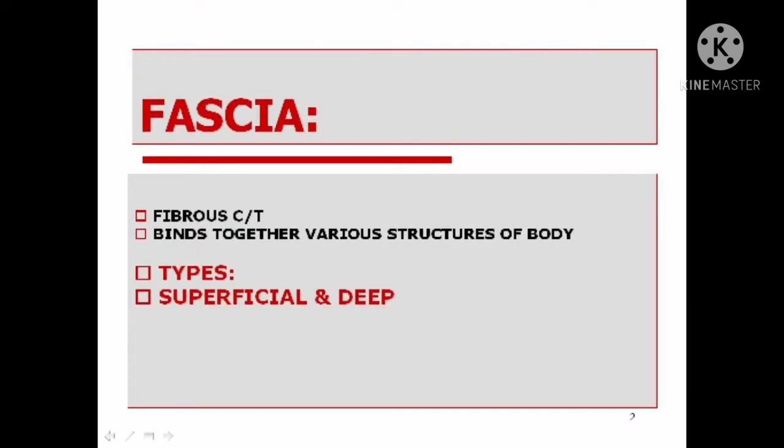The fascia. By definition, the fascia is a fibrous connective tissue. I have mentioned CT. CT means connective tissue. It binds together various structures of the body. There are two types of the fascia, the superficial fascia and the deep fascia.